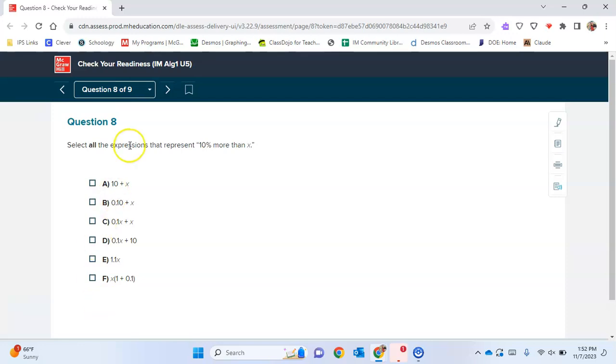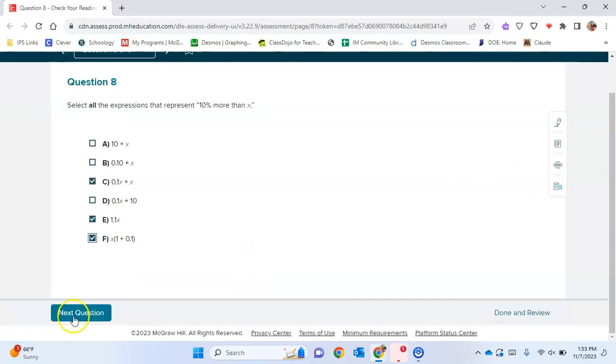Select all the expressions that represent 10% more than x. All right, that is not 10% more than x. That is 10%, but you would have to multiply that by x and add x, just like they did in the next one. 10% of x plus 10, that's only if x is 10. 1x plus 0.1x is 1.1x. 1 plus 0.1 is 1.1 times x is 1.1x.